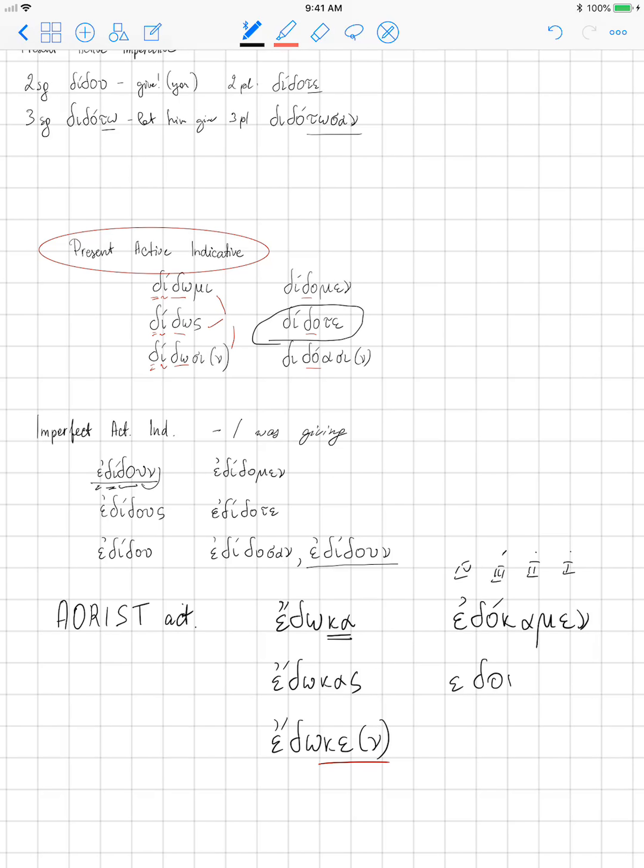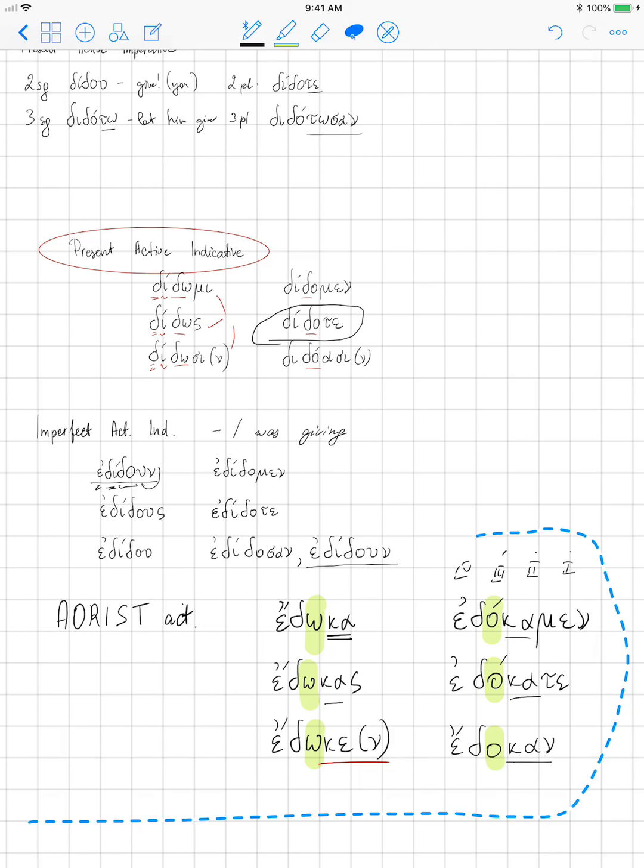Edokamen, edokate, edokan. So we've got ka everywhere. Then just endings, the ones that we're pretty much used to, and augment. That's it. Pay attention that here, as in present, we have omegas and omicrons. That's it for aorist.